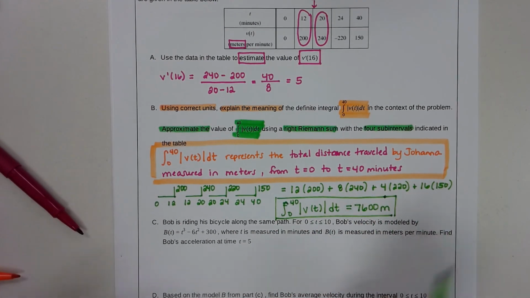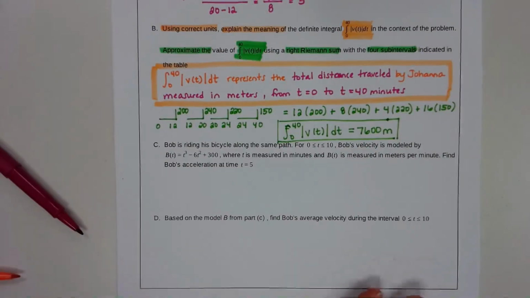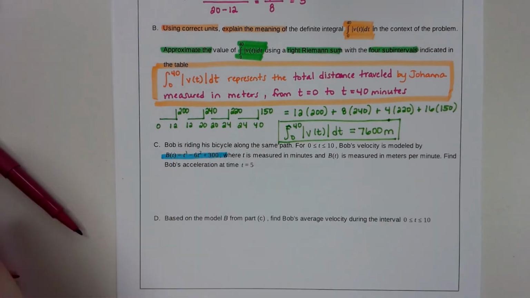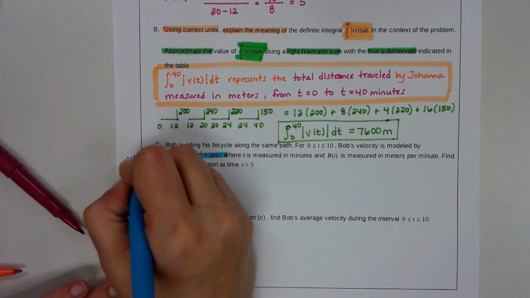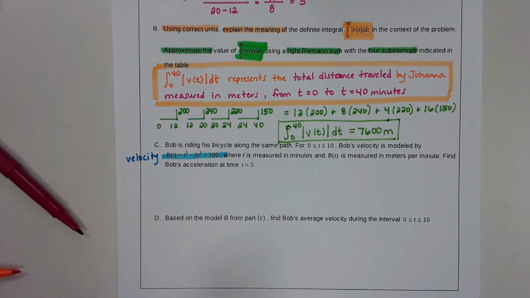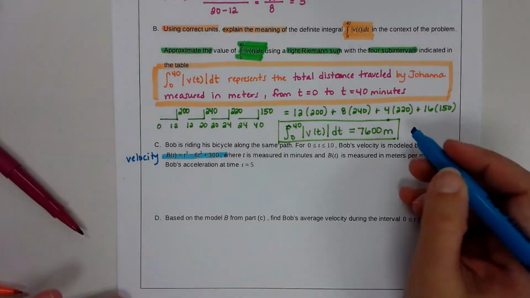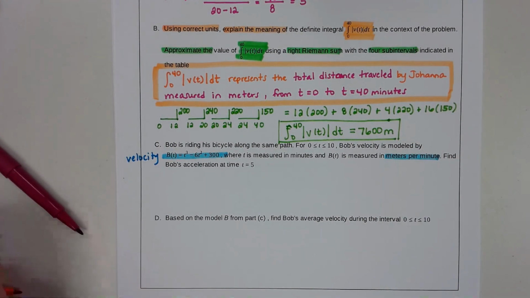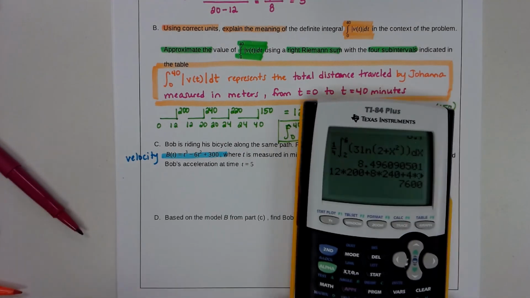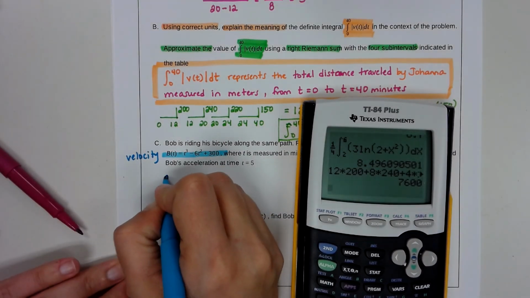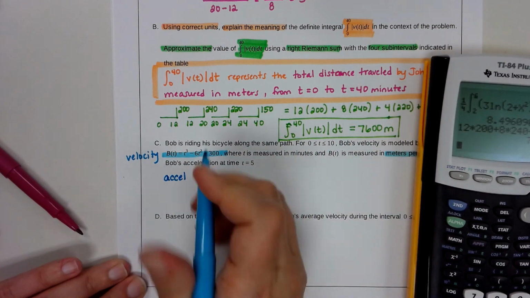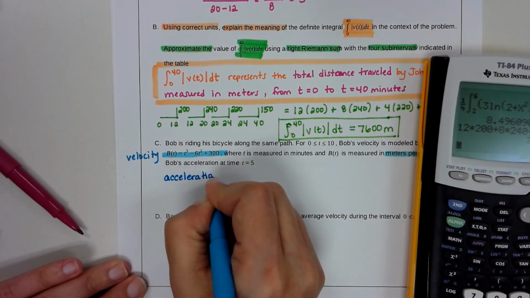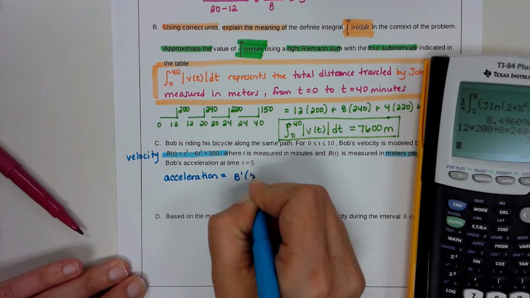For part C here, it says Bob is riding his bicycle on the same path. Between 0 and 10, Bob's velocity is measured by b of t. Now, whenever I'm given a new equation in a problem, I like to highlight it and label what it is. This is Bob's velocity, where b of t is measured in meters per minute. Find Bob's acceleration. So in order to find acceleration, we need the derivative of velocity. So I would say the acceleration would be b prime of 5.